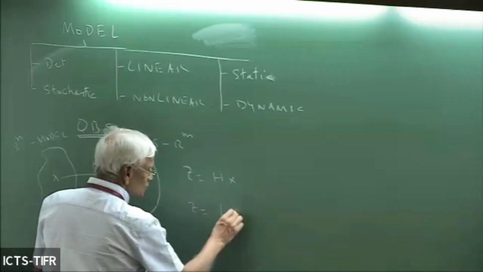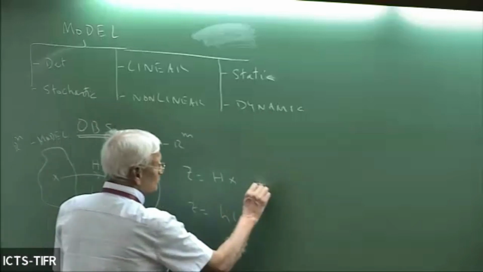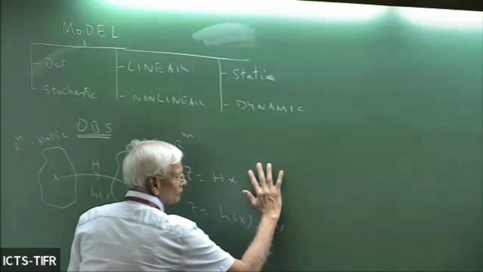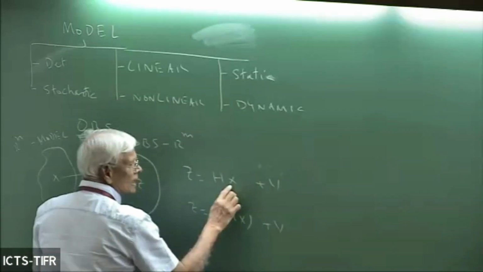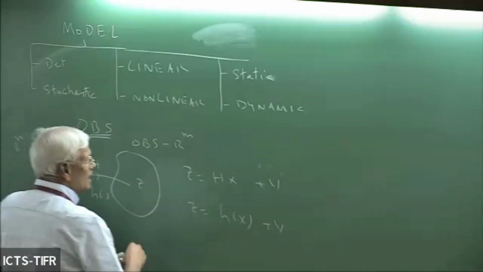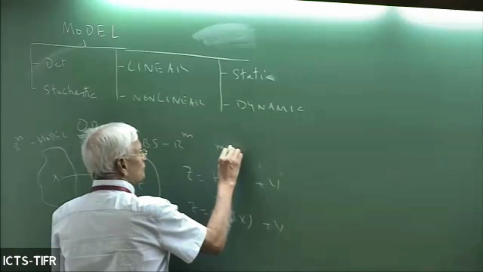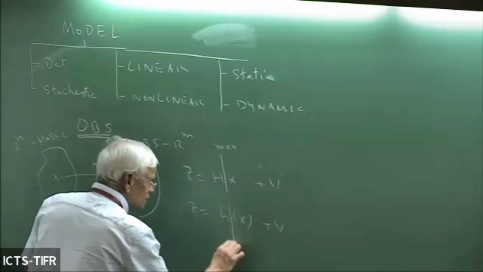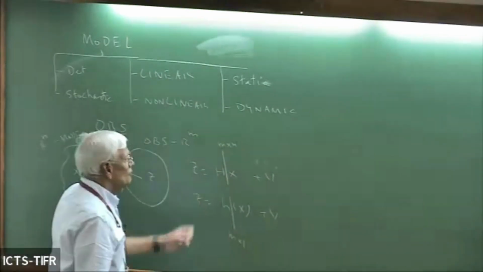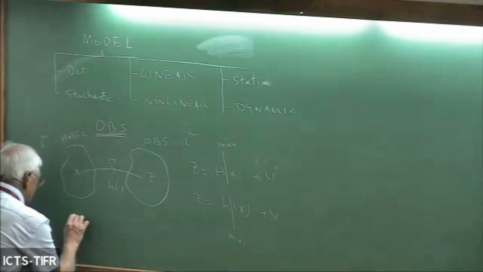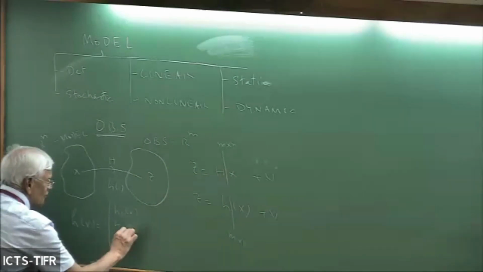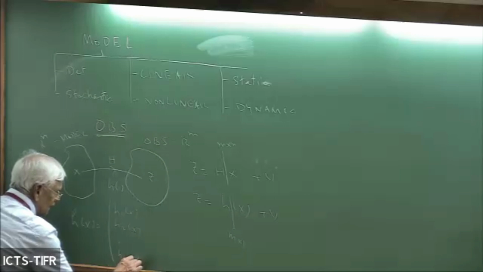when Z is equal to H of X plus V, so without V, it is deterministic. This is linear, noisy, nonlinear, noisy. In this case, H is a matrix of size m by n. In this case, H is a function which is m by 1. This H as a function we already talked about. H of X is H1 of X, H2 of X, and Hm of X.